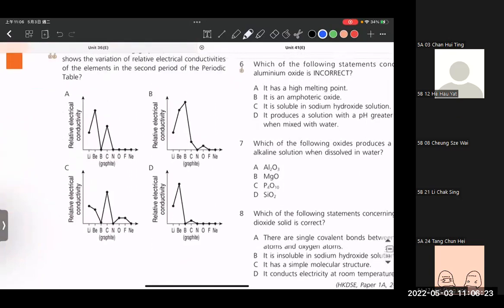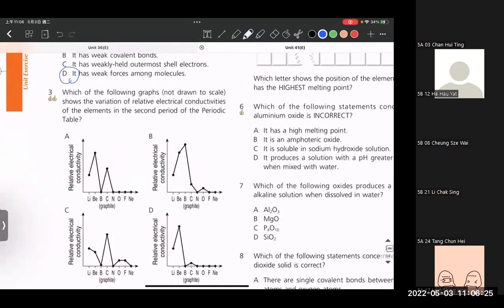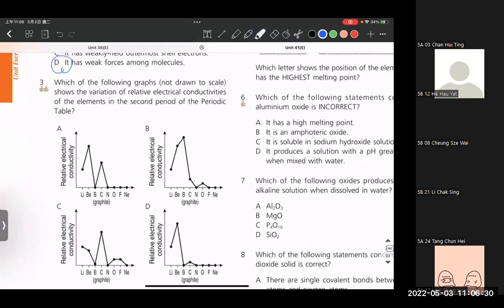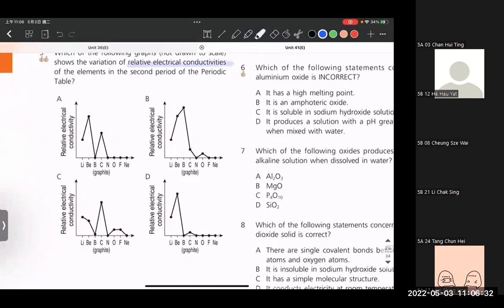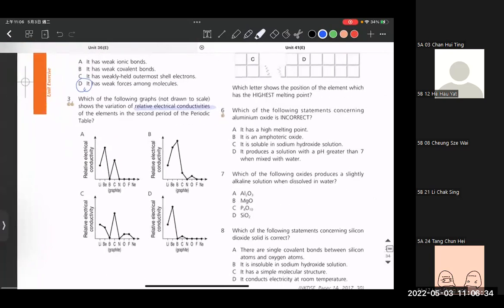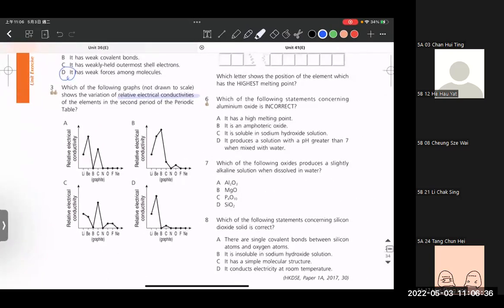While for question 3, you are going to see the variation in electrical conductivity. So underline the term. Every time, even though you'll be given a very similar graph, please read this very carefully before you choose your answers. Otherwise, you'll be trapped, and quite a number of you have got some other graphs.